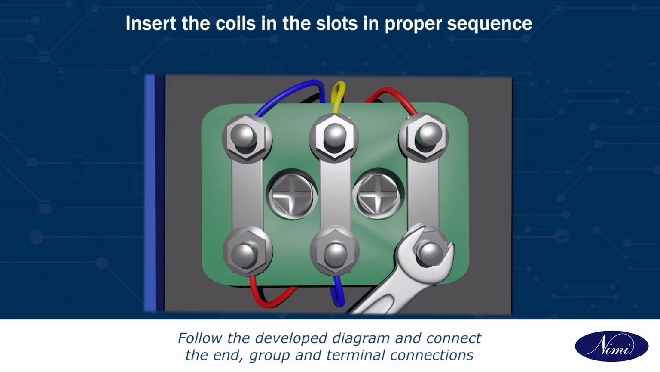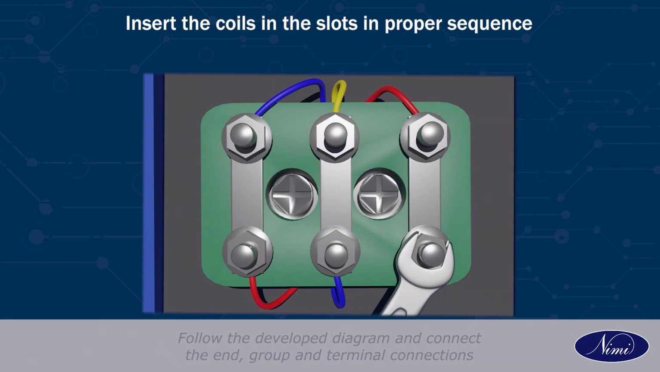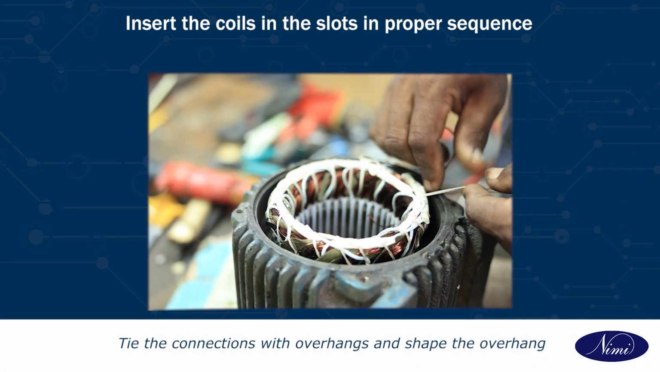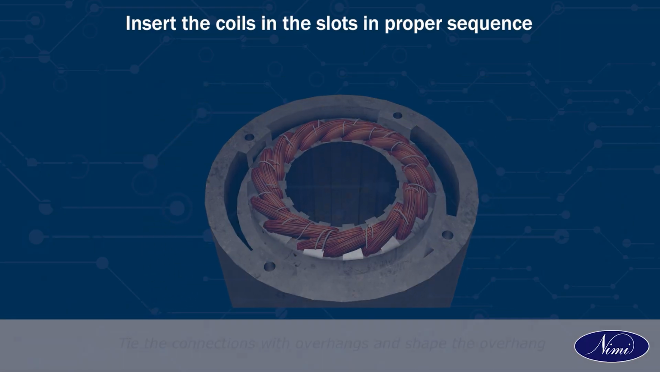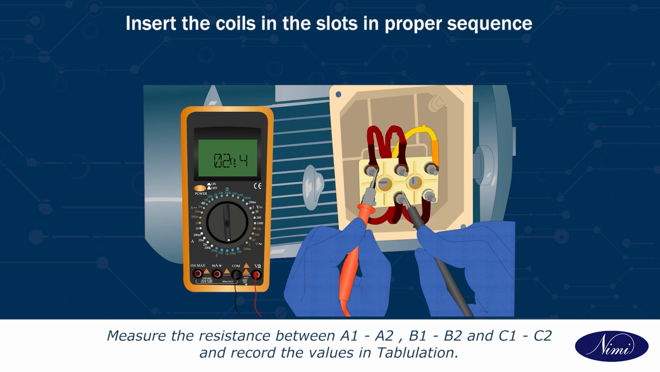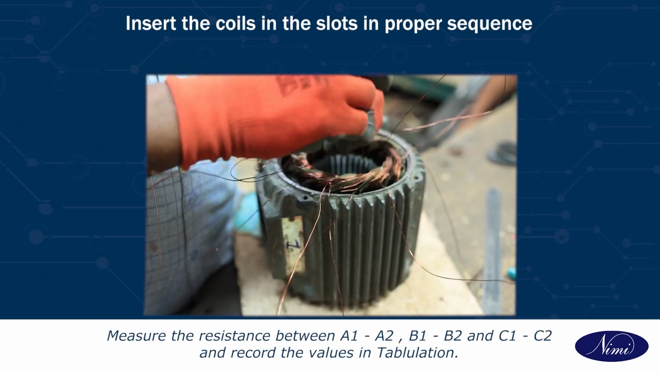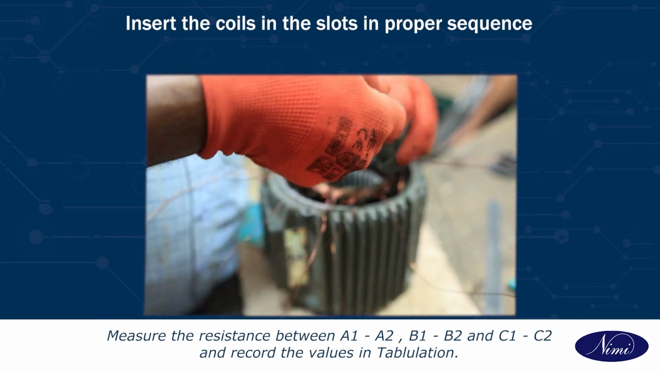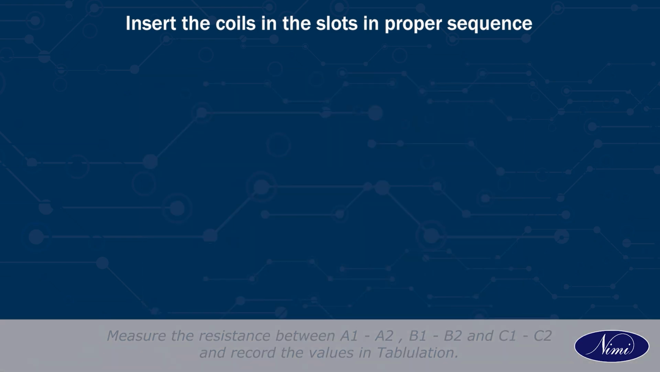Follow the developed diagram and connect the end, group and terminal connections. Tie the connections with overhangs and shape the overhang. Test the winding. Measure the resistance between A1, A2, B1, B2 and C1, C2 and record the values in tabulation.